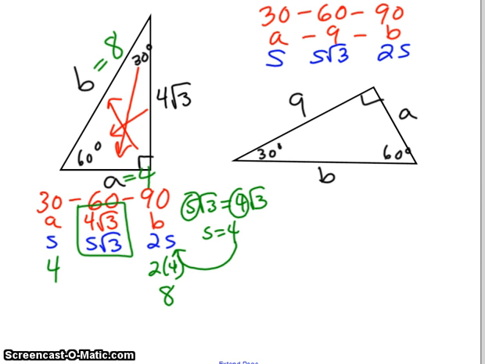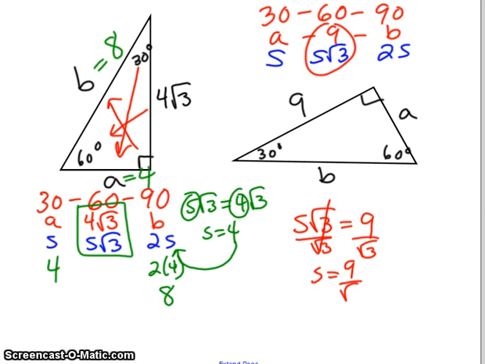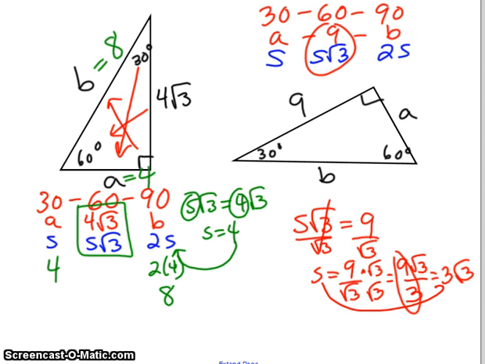So now we know that s square root 3 equals 9. Well, we have to solve for s. Divide both sides by square root 3. We get s equals 9 over square root 3. But remember, you can't have a radical in the denominator, so we're going to multiply top and bottom by square root 3. So you have 9 square root 3 over 3. Now simplify. 9 divided by 3 is 3, so 3 square root 3. So s equals 3 square root 3.